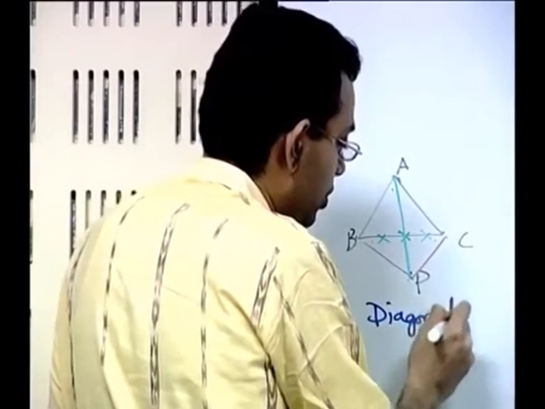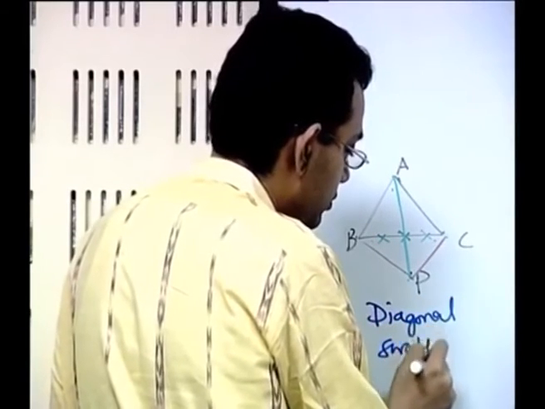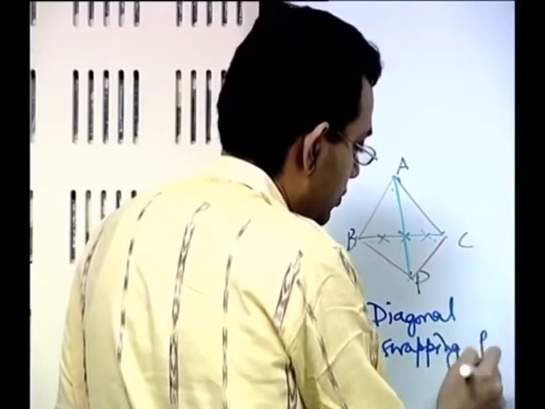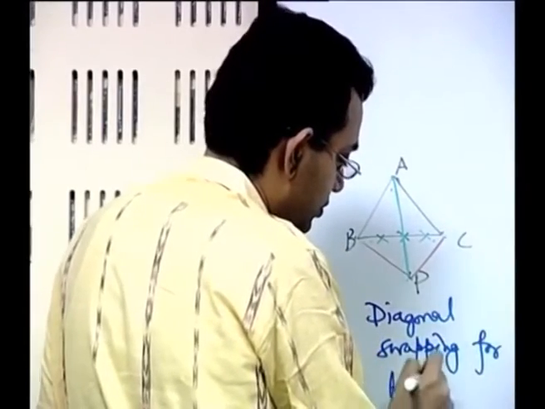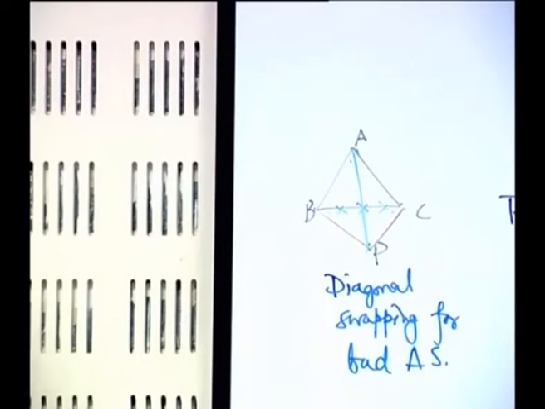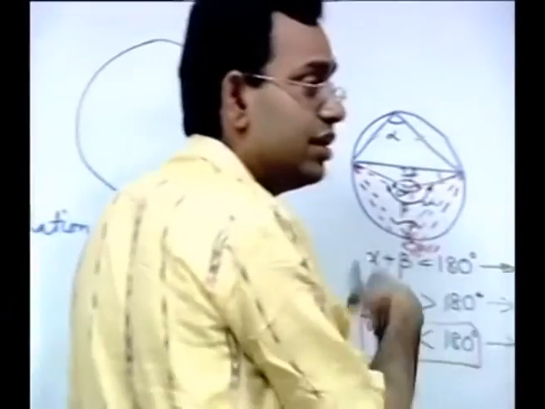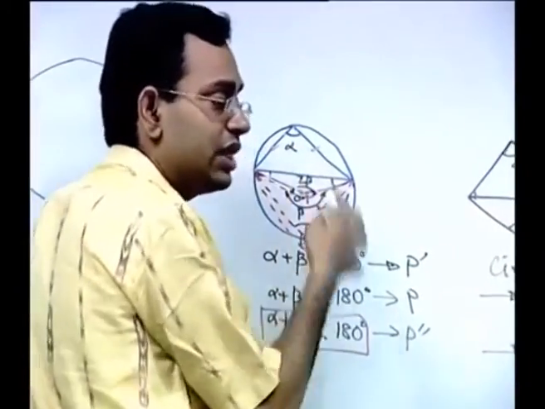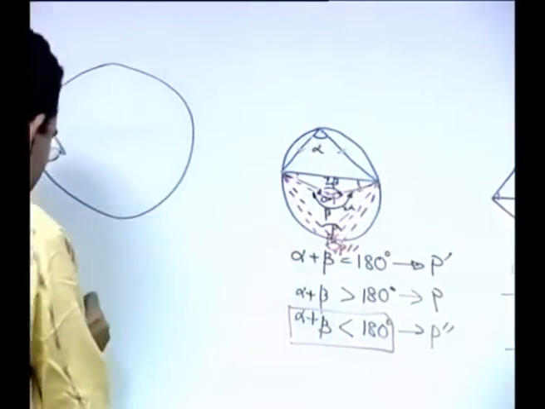So diagonal swapping for bad triangles. So these are certain remedial measures. So this entire process of systematically ensuring that you get good triangles is known as Delaunay triangulation.